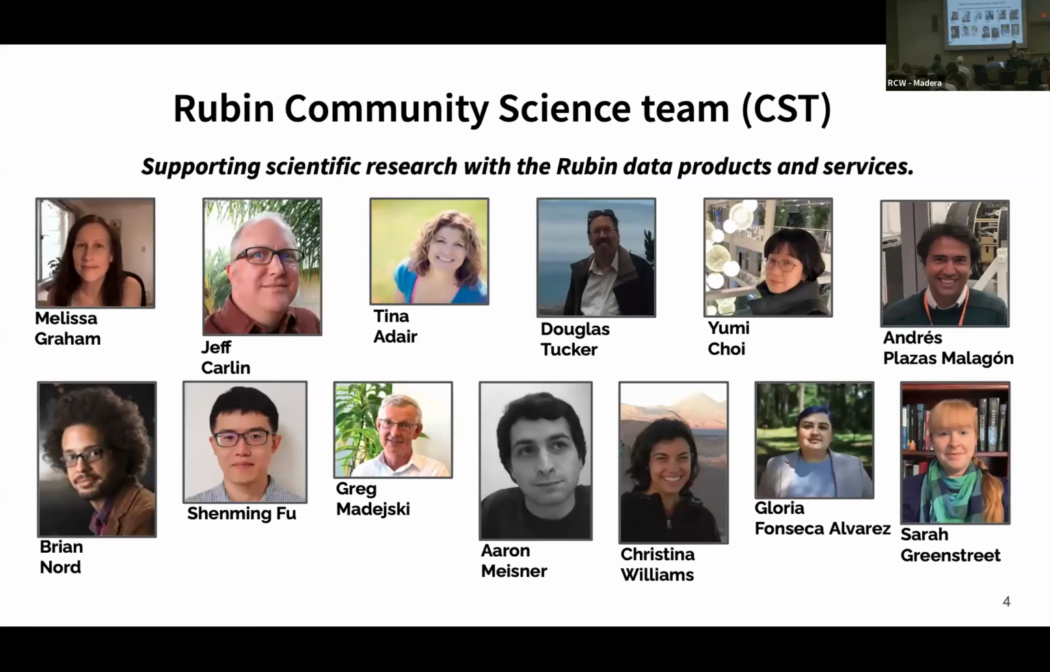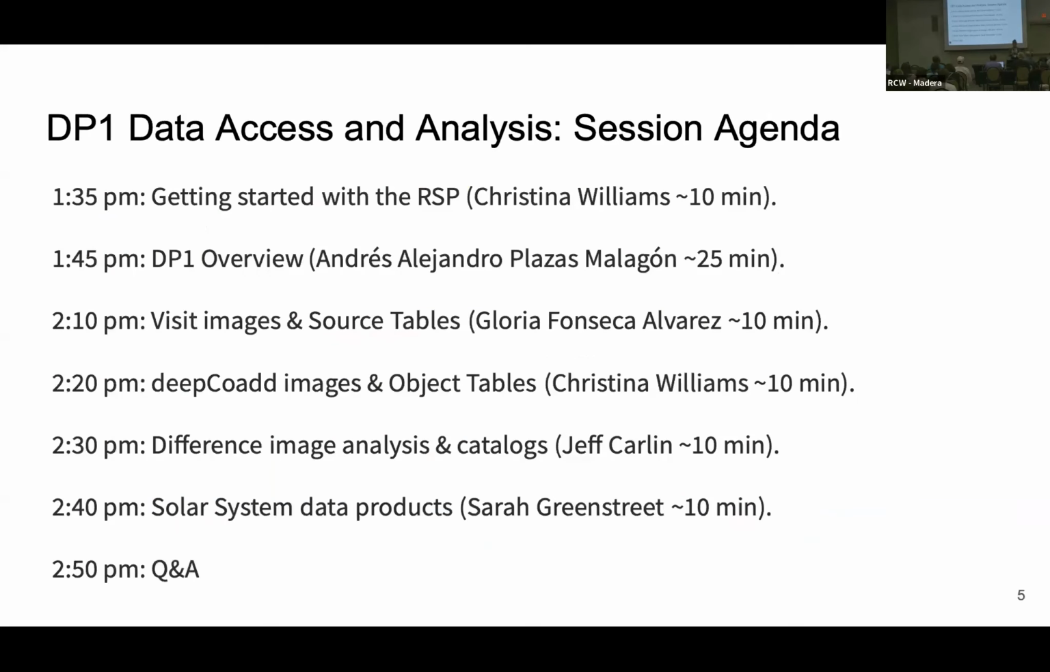All right, so this session is about Data Preview 1. This is the most recent data release that came out about a month ago. All of the speakers in this session are from the Rubin Community Science team. We are a team that is charged with helping the research community to train and prepare for doing amazing science with Rubin LSST. So these are all of our members. Many of us are here at this meeting, so please feel free to ask us questions. Five of us are going to be giving little presentations in this session, so we'll introduce them as they come up.